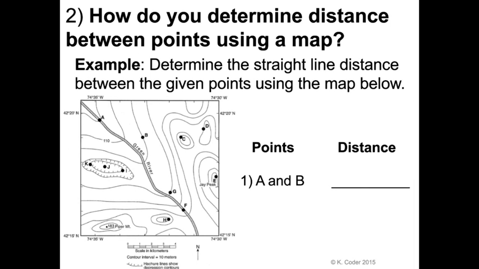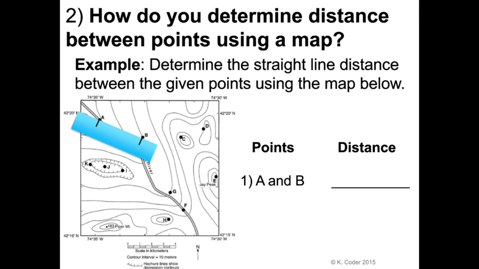So let's go through some examples here. We're going to determine the straight line distance between the given points using the map below. Now, if we look at map point A and point B, the first step is I'm going to take a piece of straight paper and put it along both of those points. Second step is I'm going to mark both of those locations, A and B. After I've marked those locations, I'm going to move my scrap paper down to the scale at the bottom of the map. Now notice that the scale at the bottom of the map is measured in kilometers.